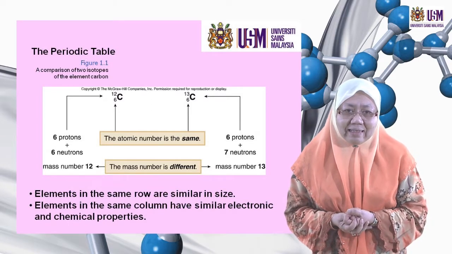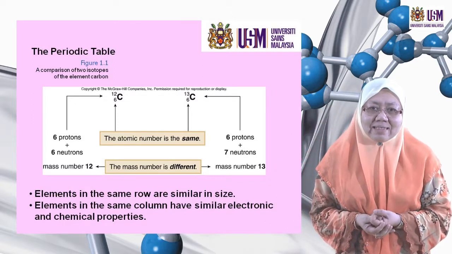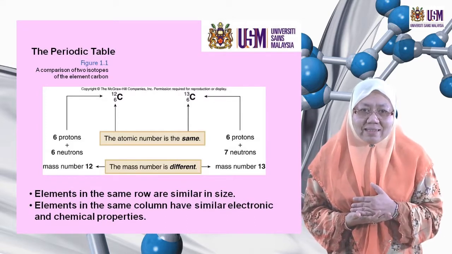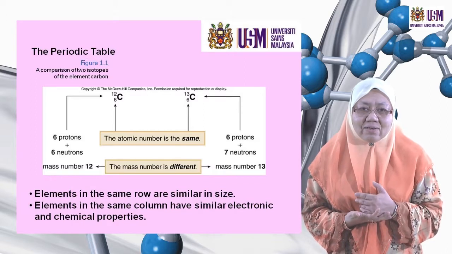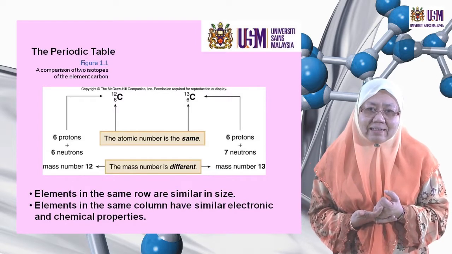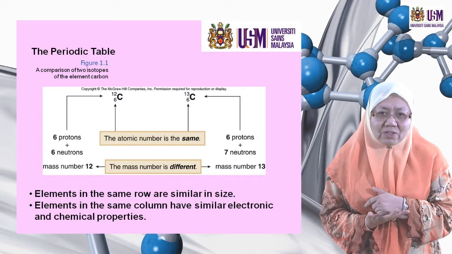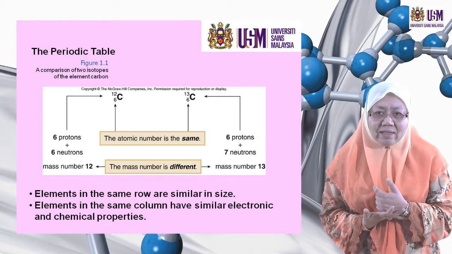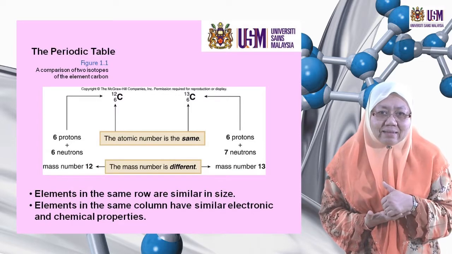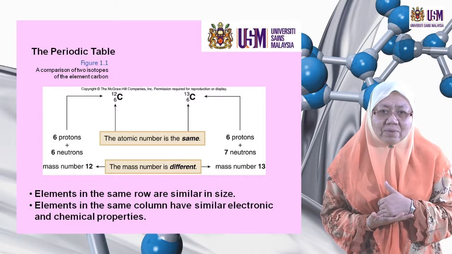As we can see in the periodic table, the elements in the same row will be of similar size because they are located in the same shell. Elements in the same column will have similar electronic and chemical properties, for example, halogens. You can see that the halogens have 7 electrons in the outermost shell. Atoms like fluorine, chlorine, bromine, iodine all have 7 electrons, and they are all located in the same column and have similar properties.